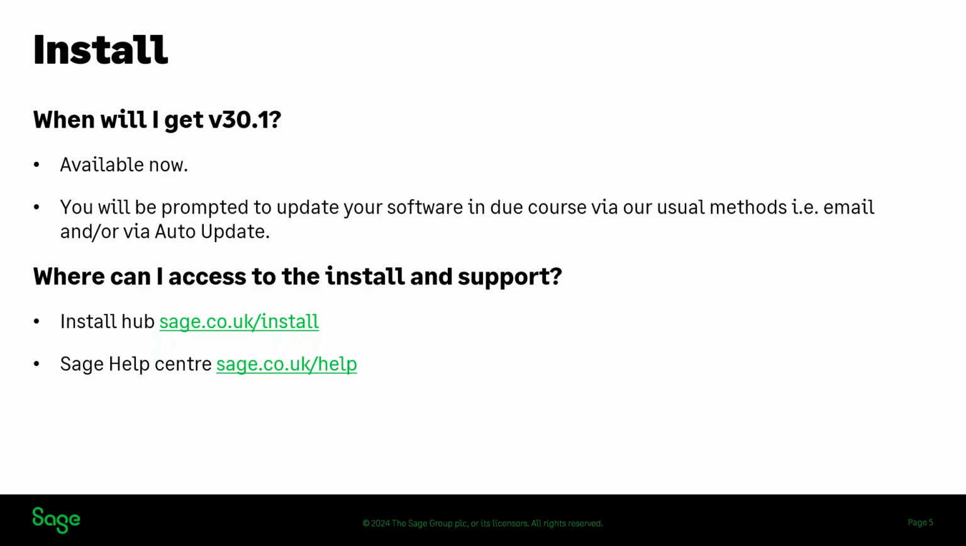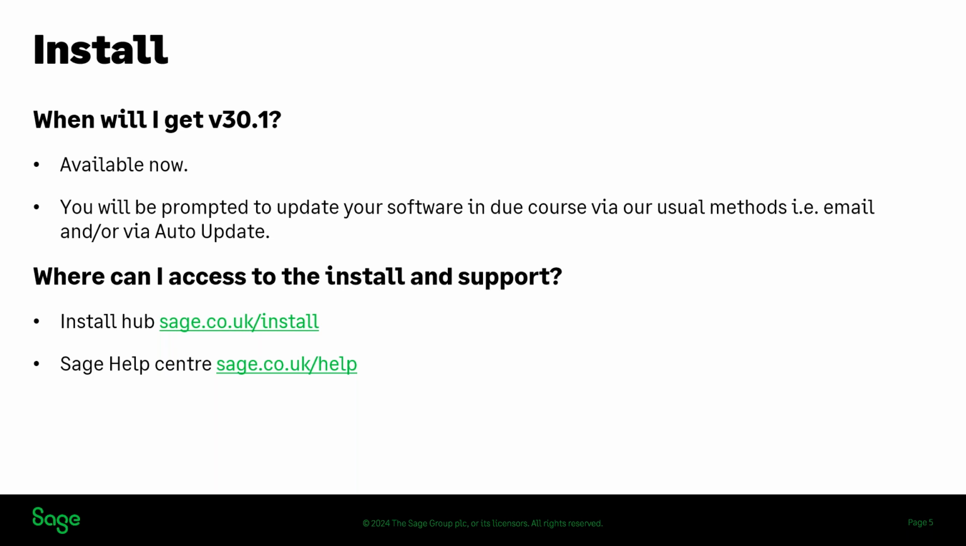Okay, so installing. When will you get access to version 30.1? This was actually released around May time, so it is available now. It might be that if you want to wait for your auto update prompt in your software, you may have already received communication regarding this, or you can just go and manually install it from the Help Center.